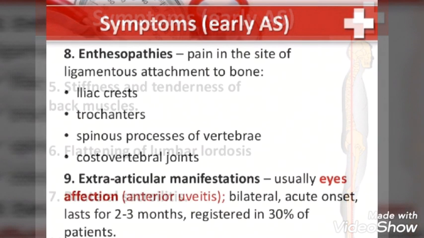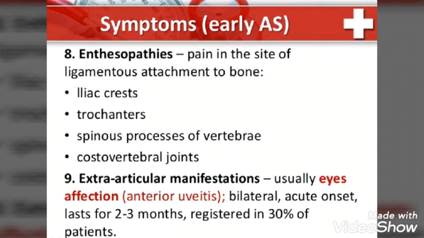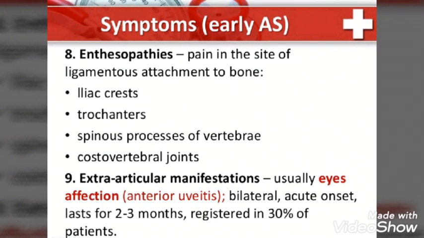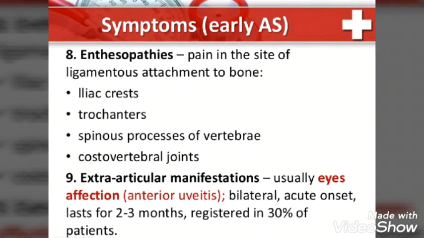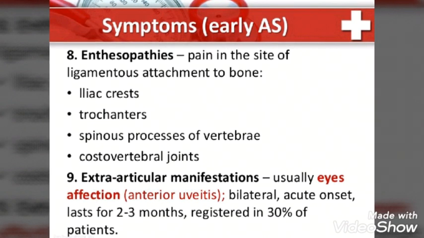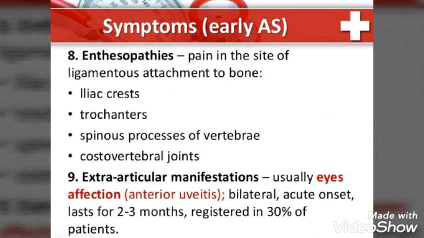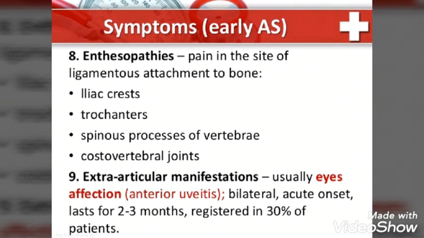Then except that, you'll be seeing enthesopathies. In this, pain at the site of ligamentous attachment to bone. So wherever there is attachment to the bone, you will be finding the pain. That is iliac crest, trochanters, spinous processes of vertebrae, and costovertebral joints. So wherever there is attachment of the bones together, you'll be finding the pain.